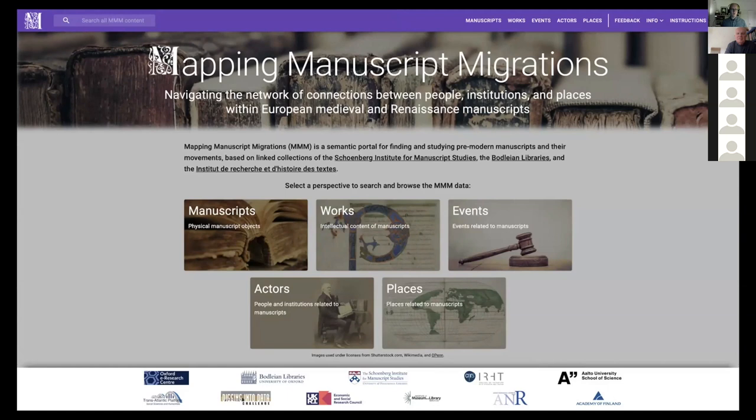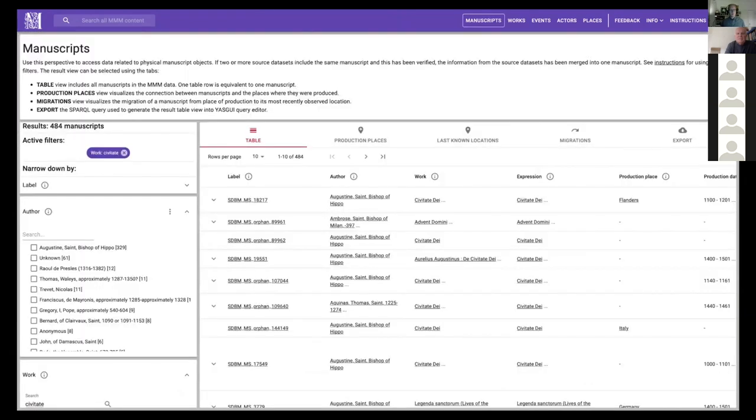Okay, so then we have this Mapping Manuscript Migrations portal, which shows five different perspectives on the knowledge graph. The manuscripts perspective here shows a table view of manuscript metadata. And here we have searched for Augustine's The City of God, shown on the bottom from the work level.